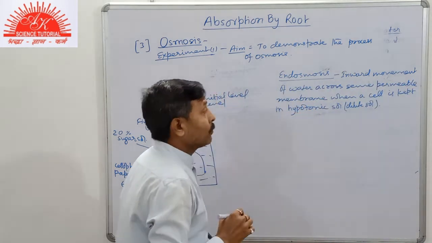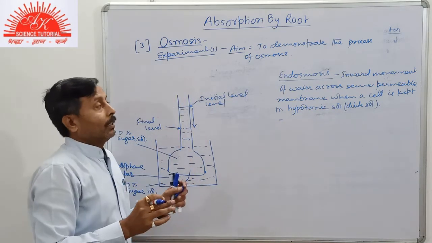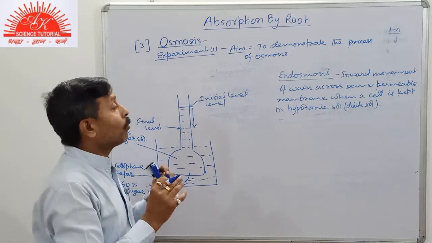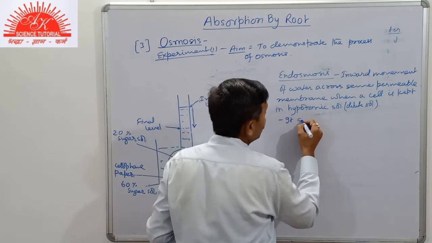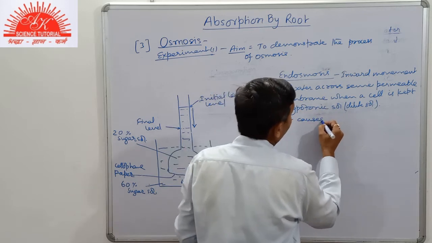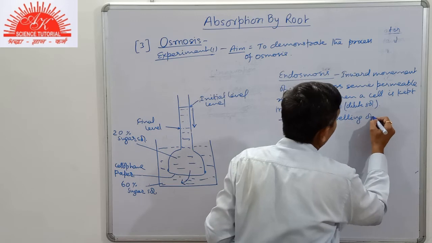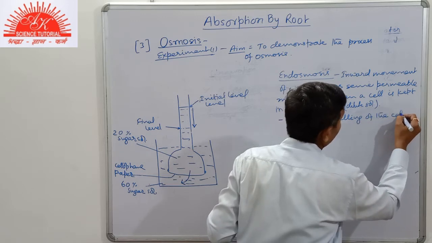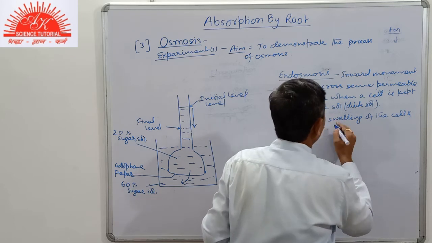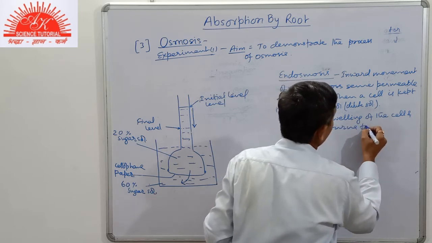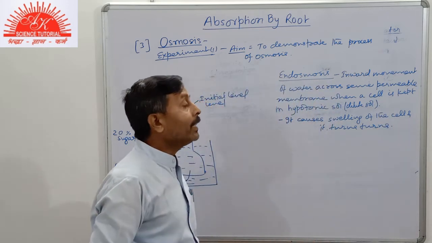Now, if endosmosis takes place, then the volume of water inside the cell will increase. So it causes swelling of the cell and it turns turgid. That is, the cell will increase in size.